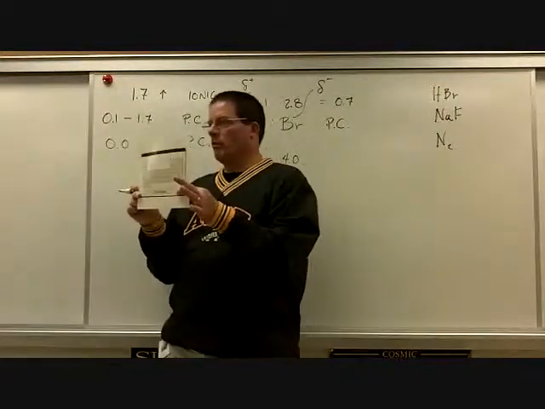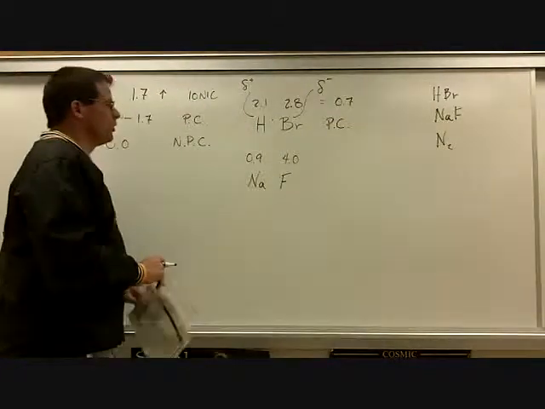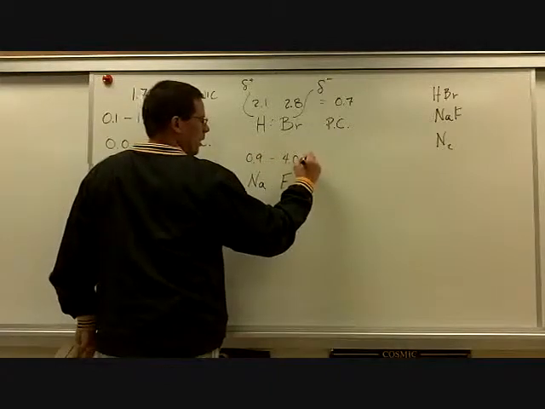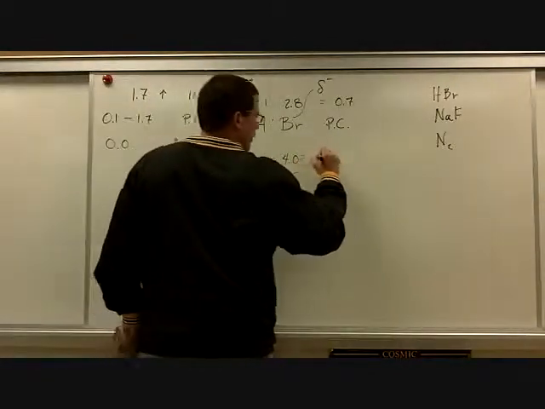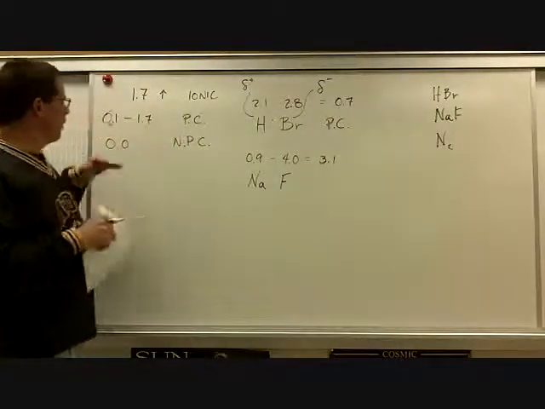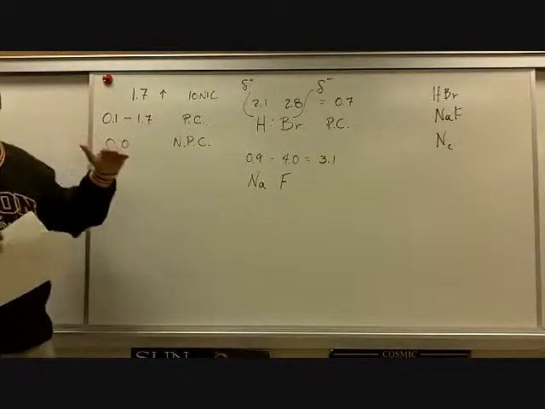Again, your table. I wasn't looking at that. Okay. So the difference between those would be 3.1. We'll take the absolute value of that. So 3.1 tells us that we are ionic.